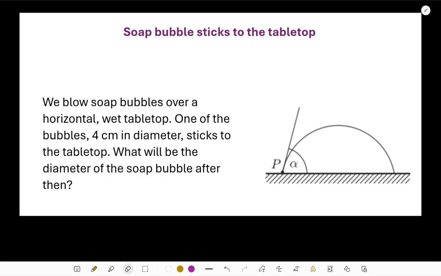I don't know whether this is a hemisphere or not, but it took some shape like this. What will be the diameter of the soap bubble after then? So I'm going to think about the pressure in the bubble. When it sticks, the pressure in the bubble is the same as the external air pressure.